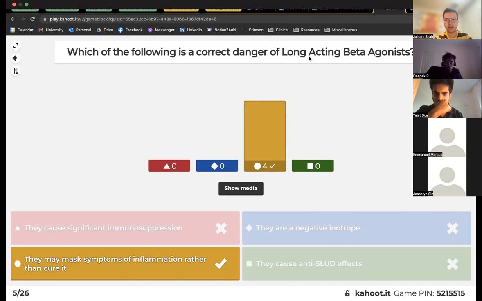But any thoughts, Deepak or Yajat? Because I think everyone here put yellow, so it might be something that I'm just missing.